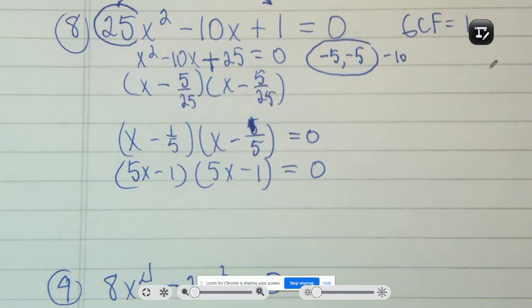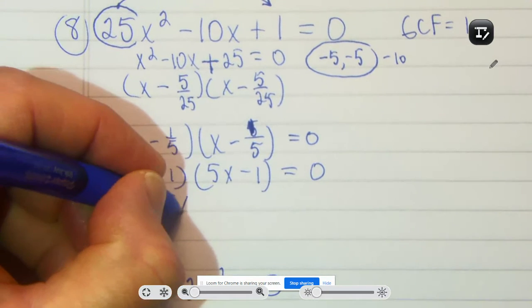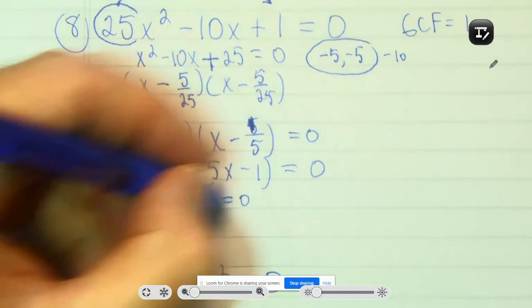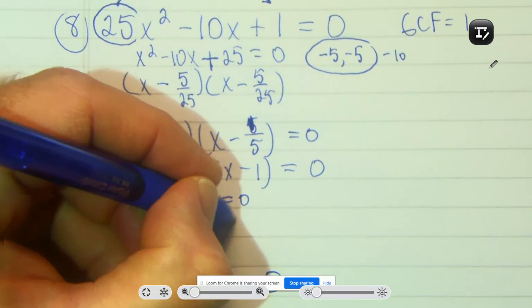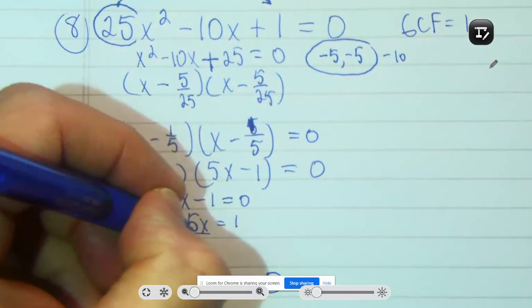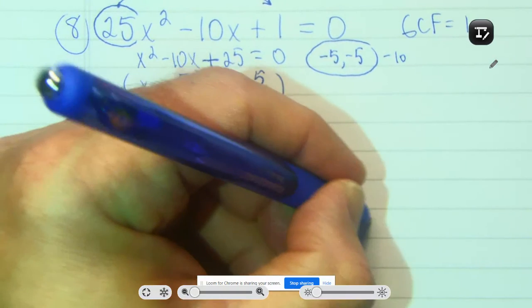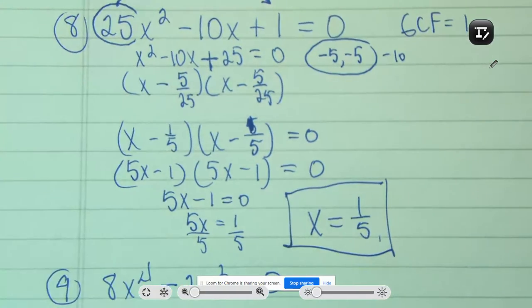So what I want to do is take the factor, and they're both identical, so I'll just set one factor equal to 0, and I'll get 5x, add 1 to both sides, is equal to 1, divided by 5, and x will then be equal to 1/5. So I just have a single answer for that.